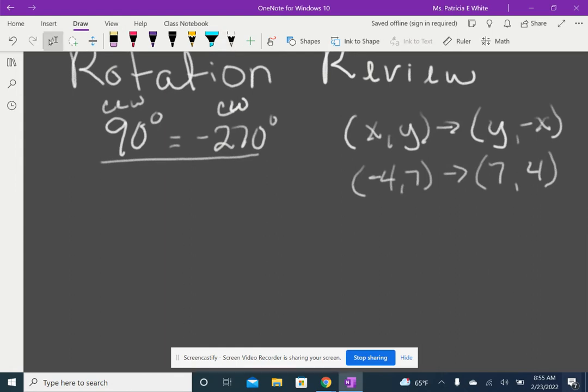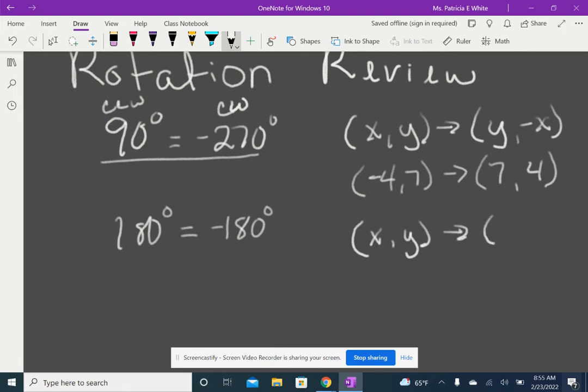All right. If I have 180, that's going to be the same thing as a negative 180, because 180 is halfway. So whether you go halfway to the left or halfway to the right, you're going to end up in the same spot. And my rule for that is do not flip them, just change their sign. X, Y goes to the opposite of X and the opposite of Y.